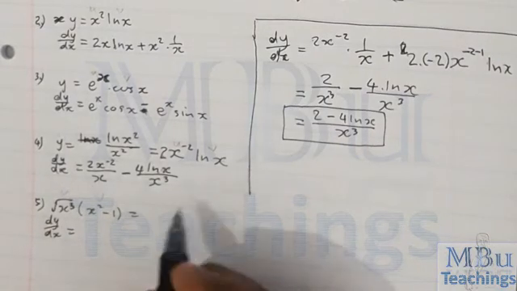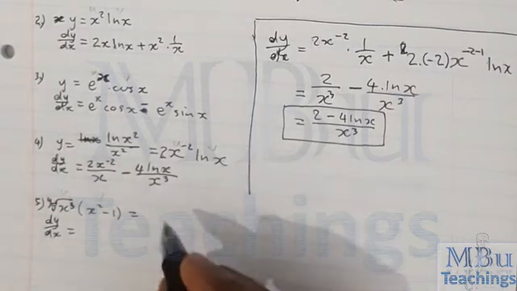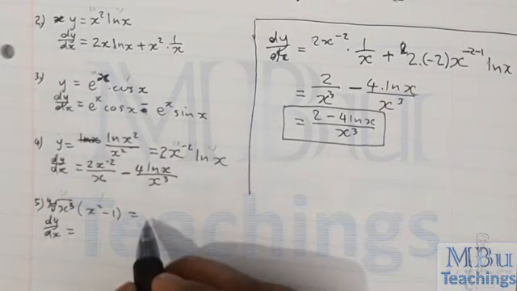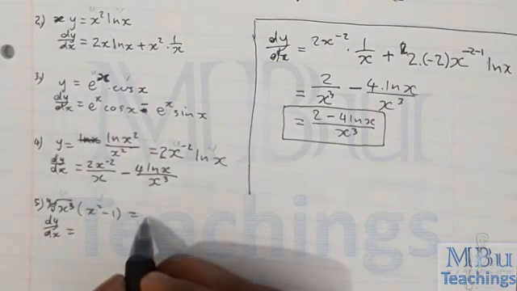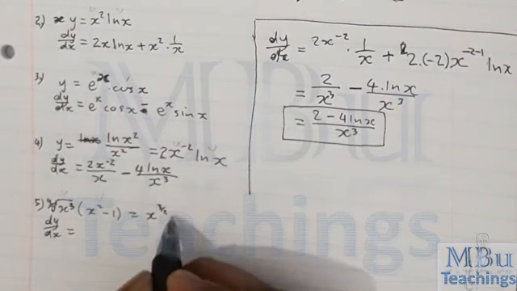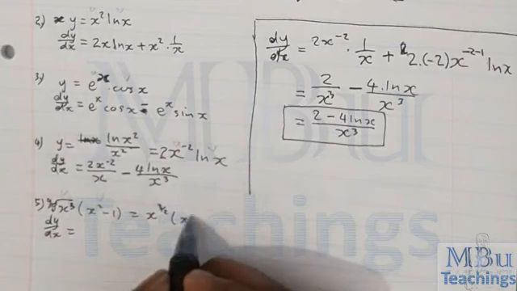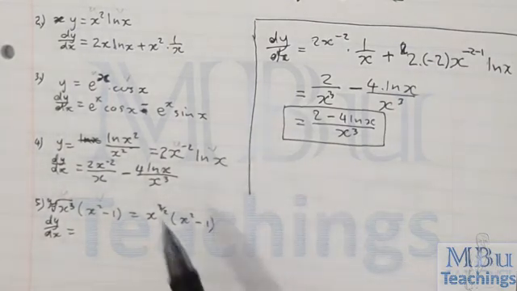I can rewrite it before I do that. That was my y is equal to, what did I do now? Okay, so let's first rewrite it. It will be x raised by 3 over 2 into x squared minus 1.